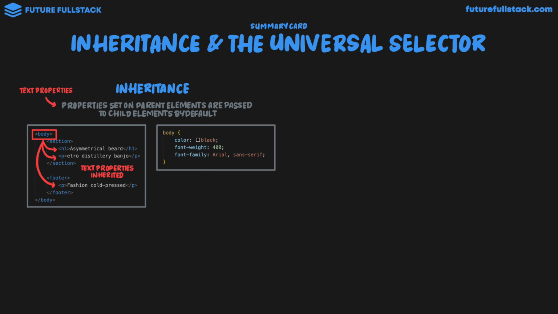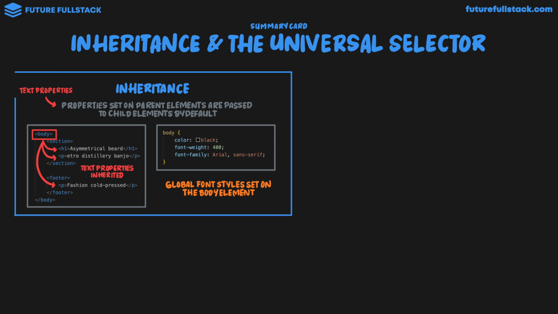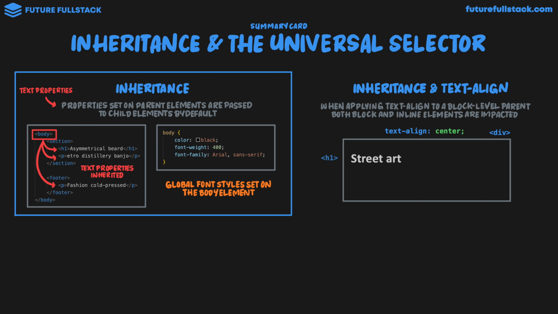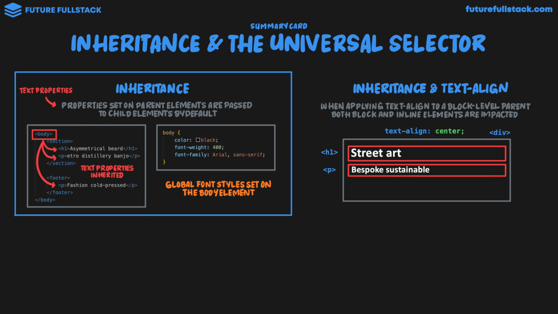For inheritance guidance, we said global font styles are set on the body element. We also looked at inheritance and text-align. We saw that when applying text-align to a block-level parent, both block and inline elements are impacted. We looked at an example where we had a div, and we applied the text-align property to this div container. We had an H1 and paragraph, which are both block elements, and block elements inherit the text-align property. This causes them to center inside their box.